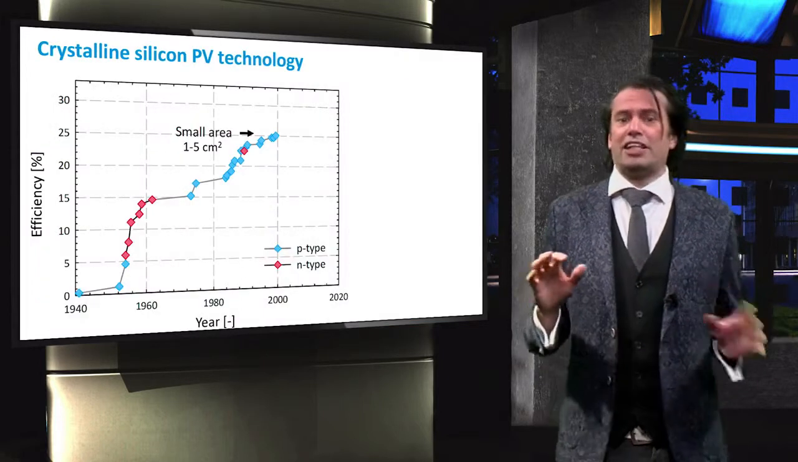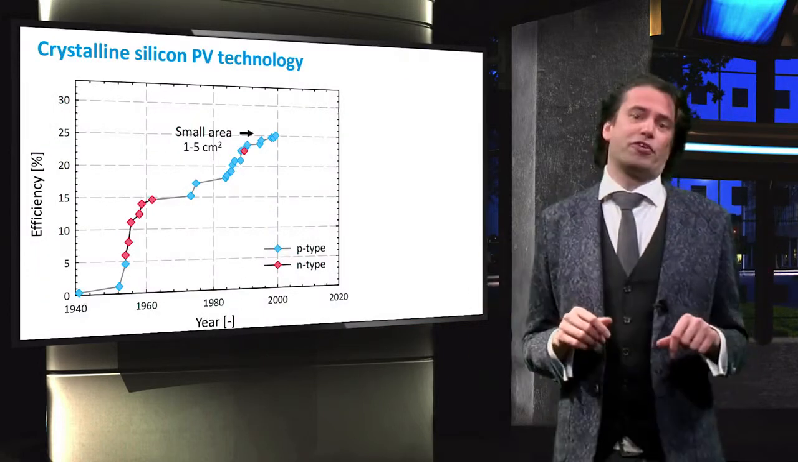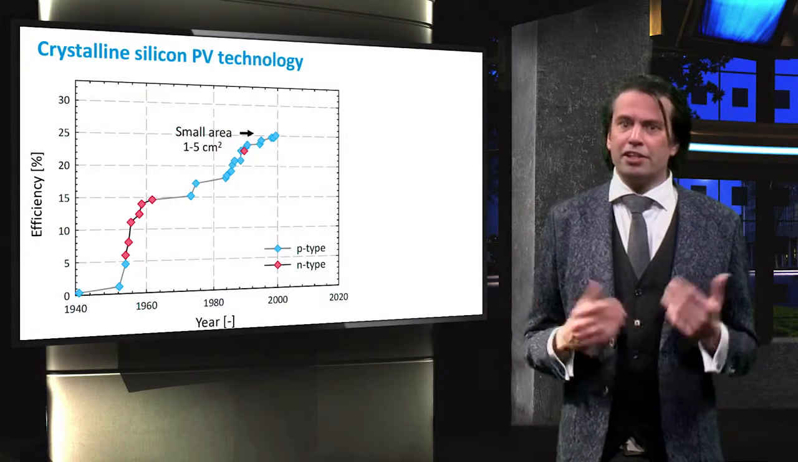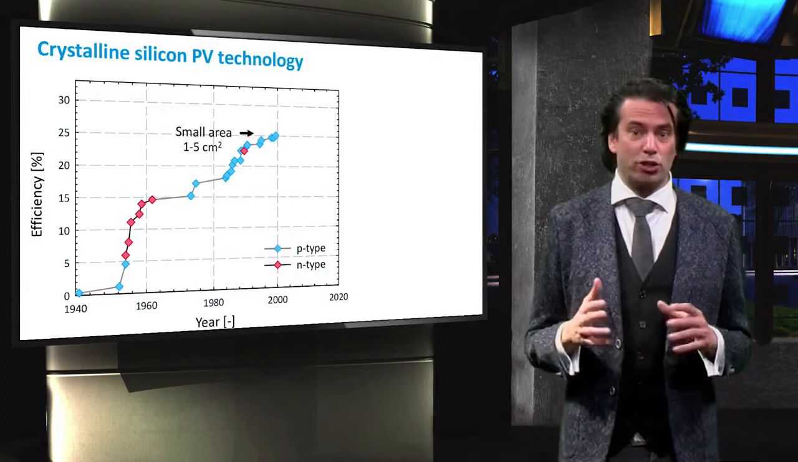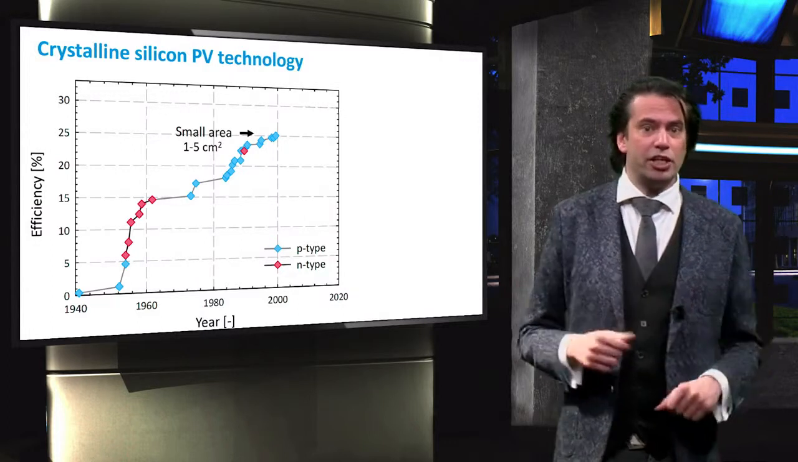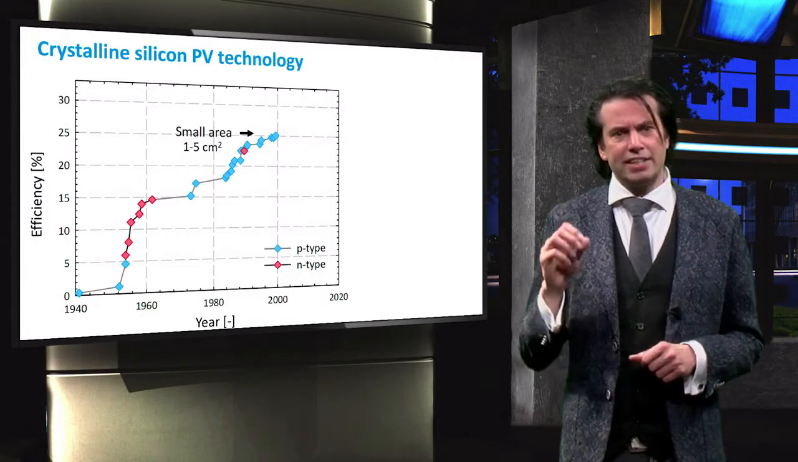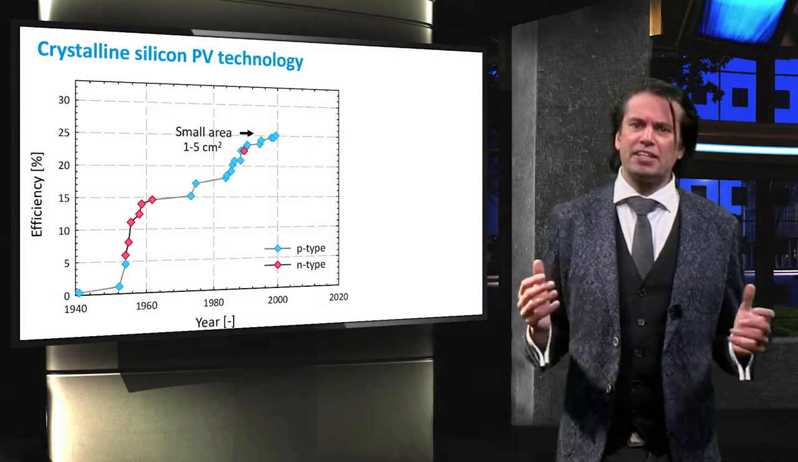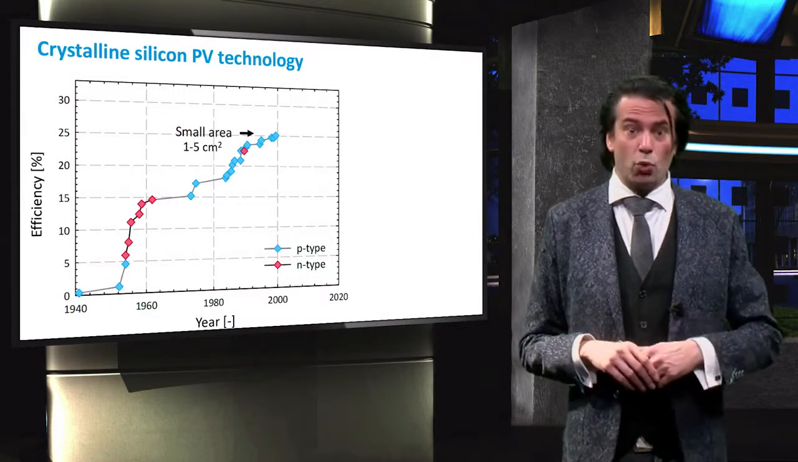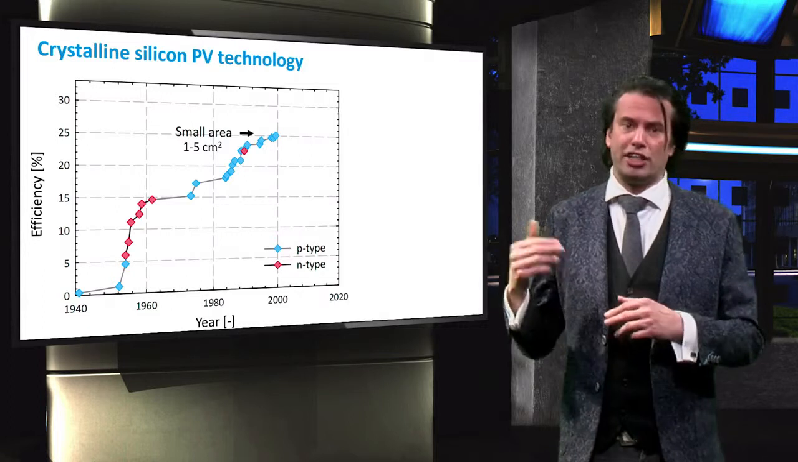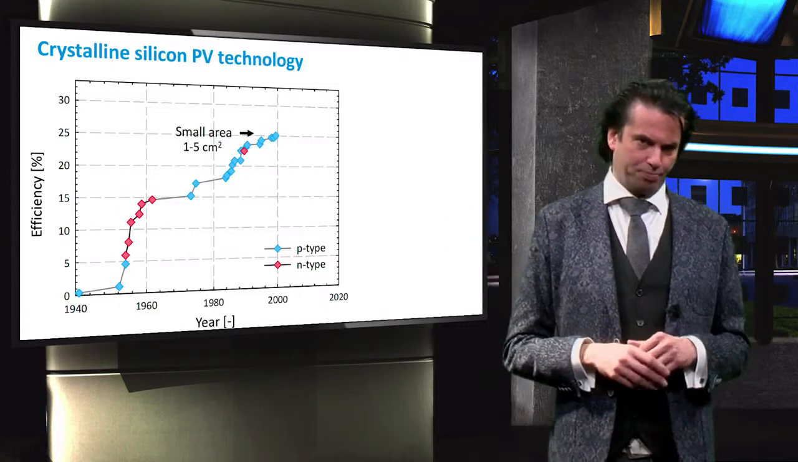For the last 70 years, the performance of crystalline silicon solar cells has steadily increased. The efficiency of solar cells with an area smaller than 5 square centimeters is plotted here over a period of 80 years. The red data points represent crystalline silicon solar cells with an N-type absorber, while the blue data points are cells with a P-type absorber layer.